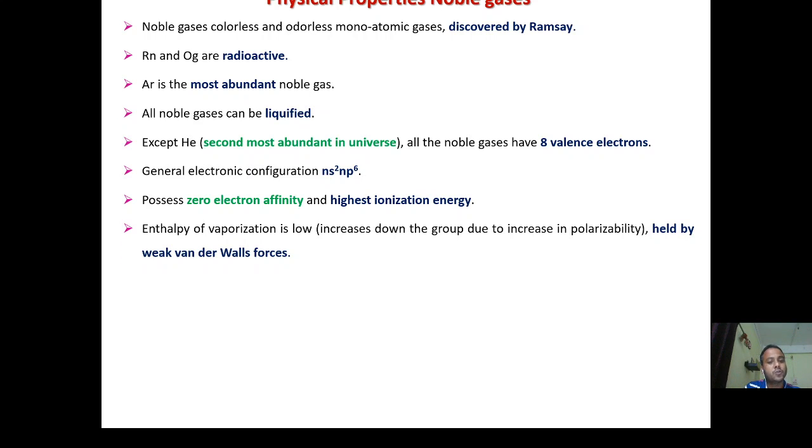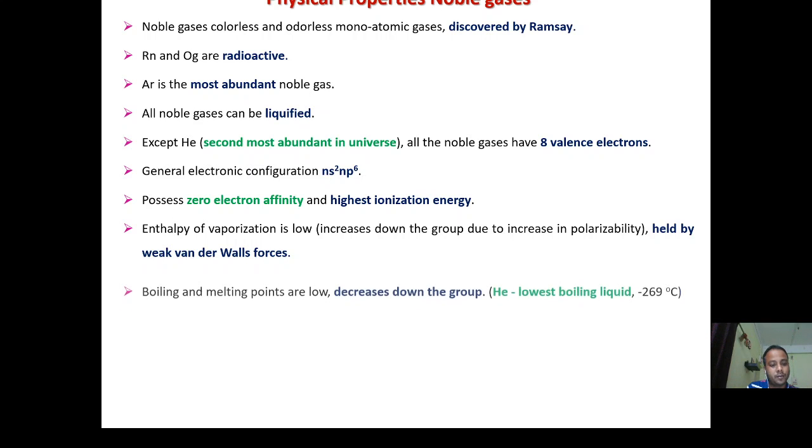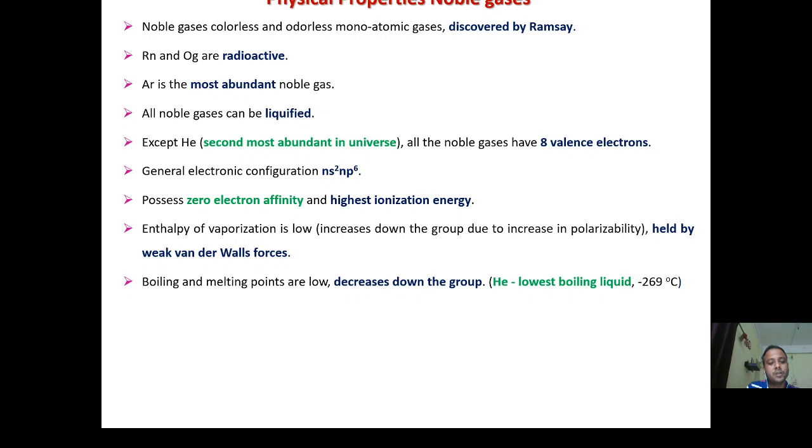Enthalpy of evaporation is quite low because they are held together by very weak van der Waals forces, and it increases down the group due to increase in polarizability. That means if you move from top to bottom in the noble gas group, enthalpy of evaporation increases. Boiling points and melting points are also low, and they increase down the group. This is also because of the weak van der Waals forces existing between them.